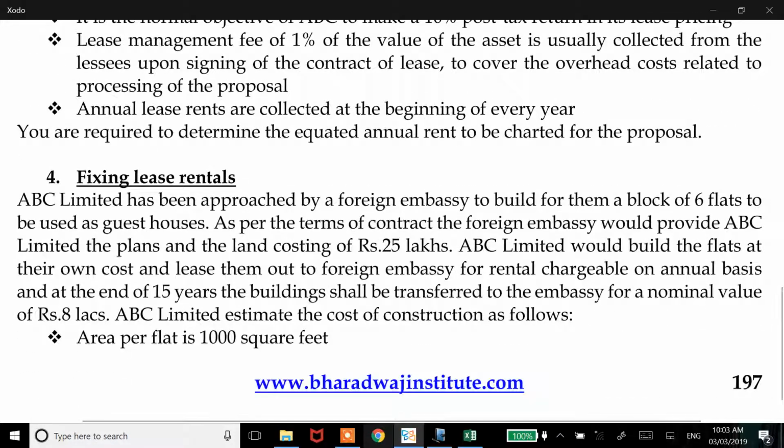Question number 4. ABC Limited has been approached by a foreign embassy to build for them a block of 6 flats to be used as guest houses. As per the terms of contract, the embassy would provide ABC Limited the plans and the land costing 25 lakhs. ABC Limited would build the flats at their own cost and lease them out to the foreign embassy for rental chargeable on an annual basis, and at the end of 15 years the building shall be transferred.